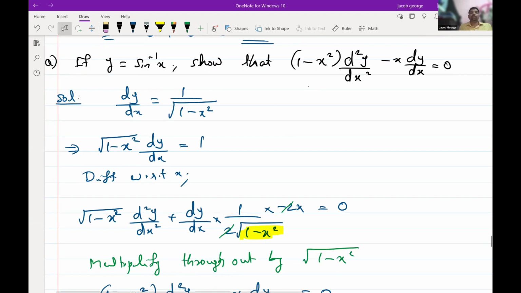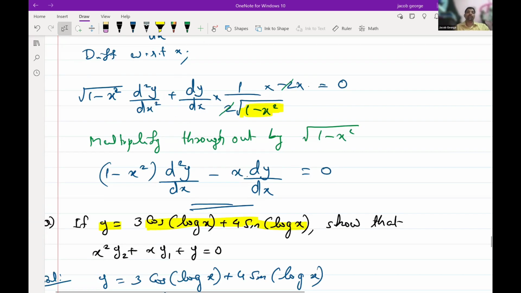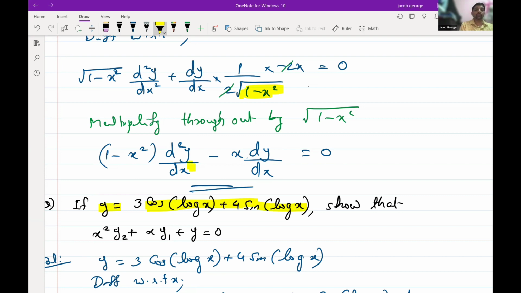So that comes root of 1 minus x square into derivative of dy by dx, which is d square y by dx square, plus dy by dx into derivative of root of 1 minus x square, which is 1 by 2 root of 1 minus x square into minus 2x. Then the 2 will go. Root of 1 minus x square is multiplied to the first term. So we got (1 minus x square) d square y by dx square minus x dy by dx equal to 0. Like this, from that part itself, we can get the final answer for some questions.